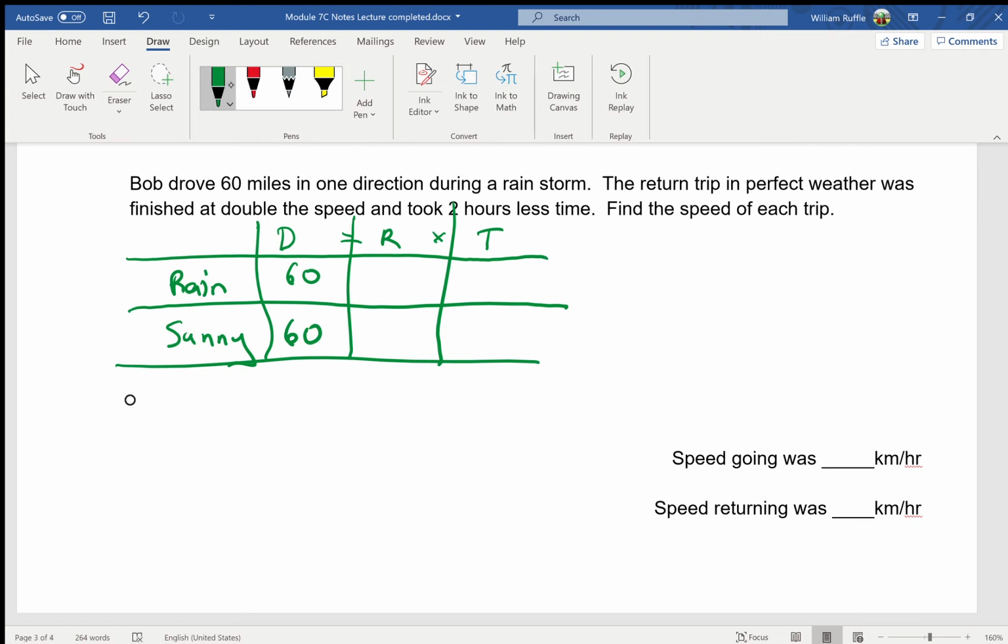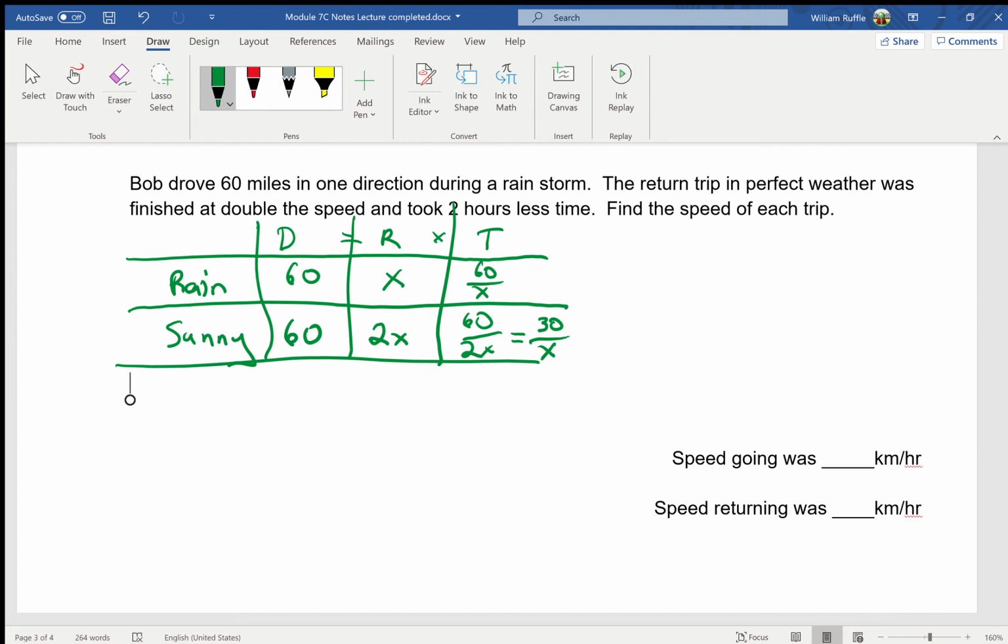Now the return trip was finished at double the speed. So the rain, they were going a little slower, so it went x miles per hour. Then double speed, that means it went 2x. And again, my distance, if I solve it, it's always distance over rate. So I'm going to have 60 over x, then 60 over 2x. Now, if you notice, 60 over 2x reduces to 30 over x. That is a very helpful thing. Anytime we can reduce fractions, please take advantage of it.